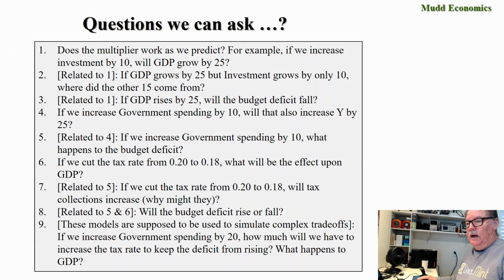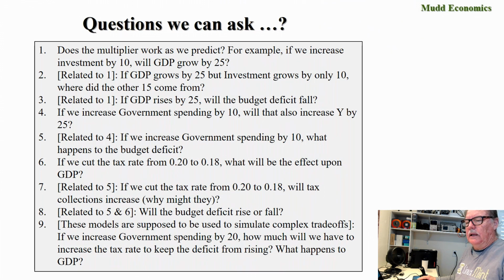And related to 5, if we cut the tax rate from 0.2 to 0.18, will tax collections increase? They might, because even though the tax rate is lower, the level of disposable income is probably going to be higher, so it's possible there's an elasticity effect there where tax collections would actually rise, given our assumptions. And question 8, related to all of this, will the budget deficit rise or fall? That's tied very strongly to 5 and 6.